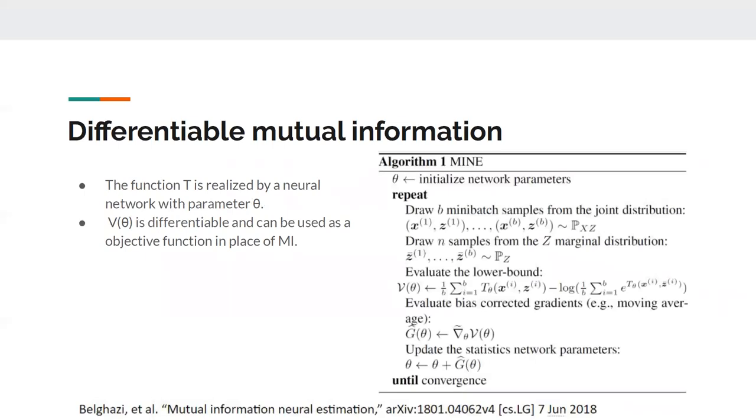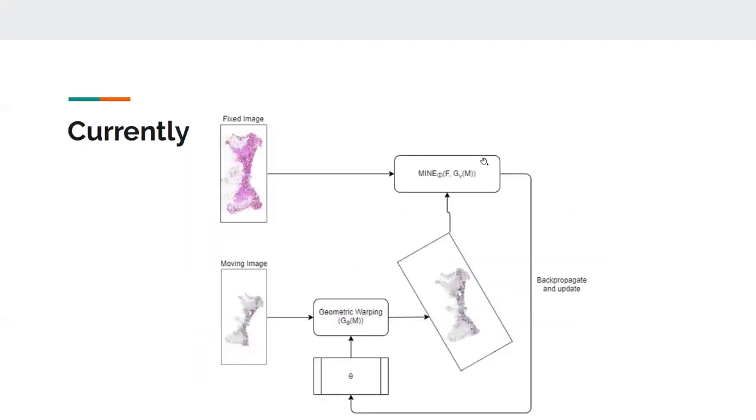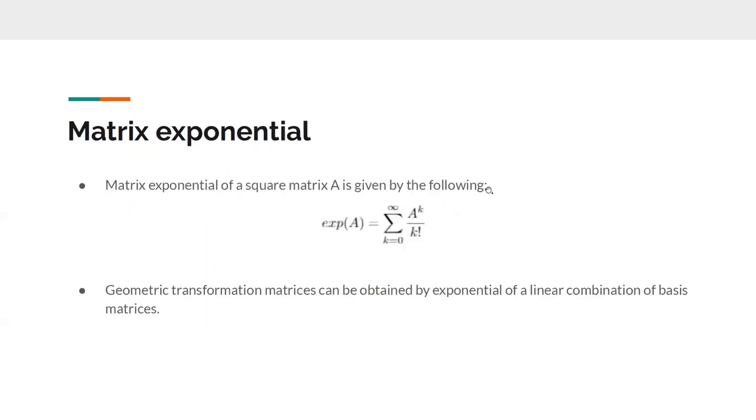So we use a differentiable form of mutual information called MIME, which is basically this idea that you can train a neural network to estimate the mutual information between two n-dimensional variables in an unsupervised manner. In this case, the variables being images. So the benefit to doing that is a neural network is differentiable, and you could just plug it in as a cost function. So next is this idea of matrix exponentials.